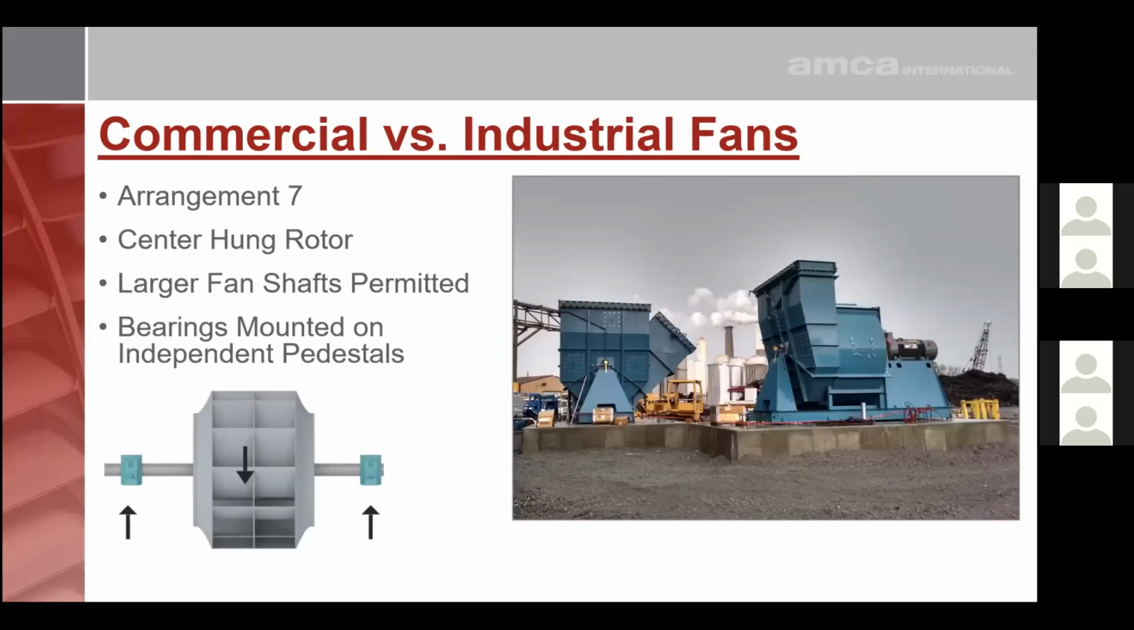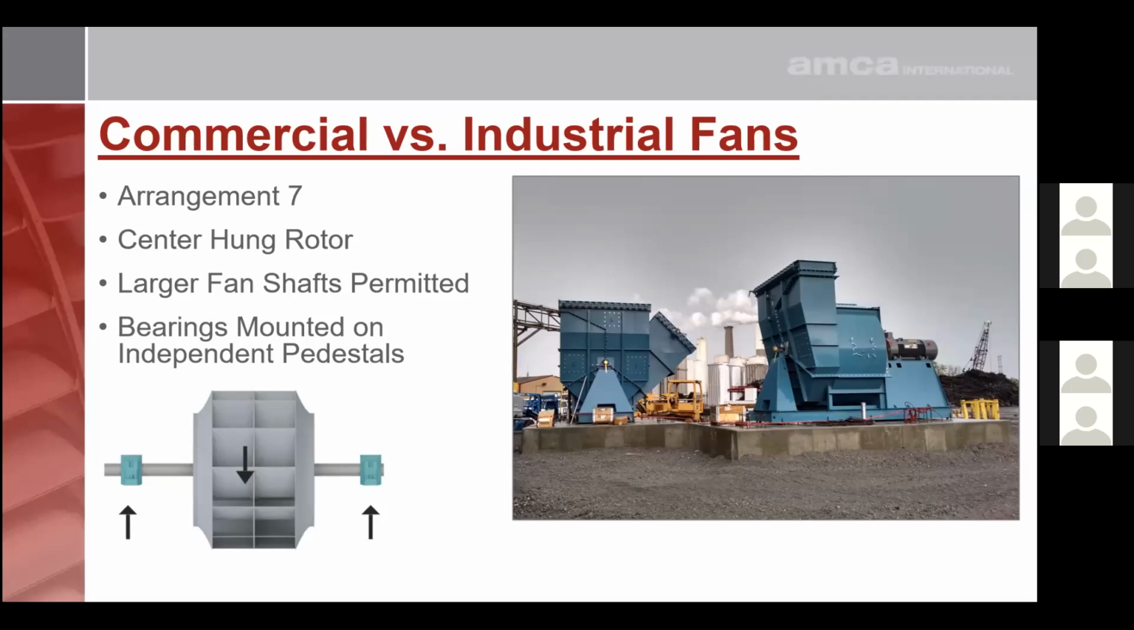Moving on, arrangement 7 will look somewhat similar to arrangement 8, but the main difference is that the impeller is center hung between the fan bearings. This allows for larger shaft diameters and better critical speed or natural frequency separation, because the diameter of the shaft can be increased in the center. It can be stepped up from where the bearings are at.